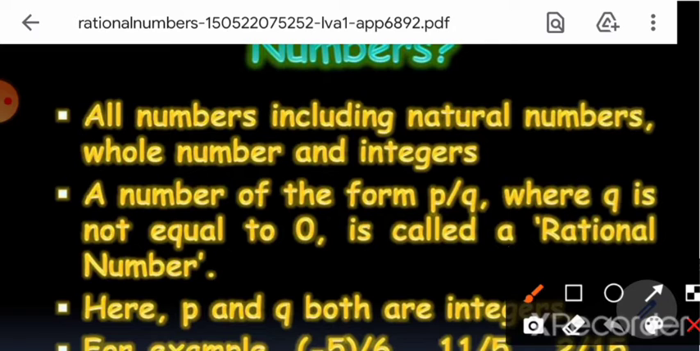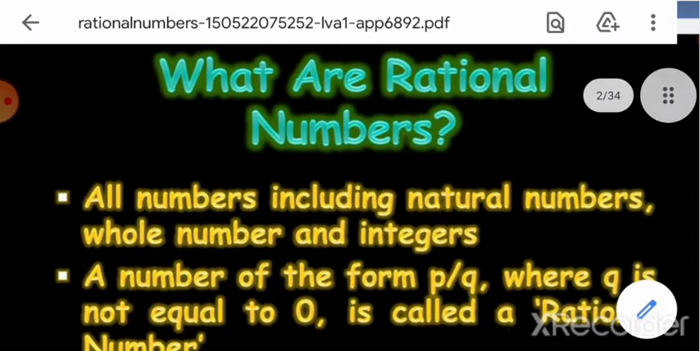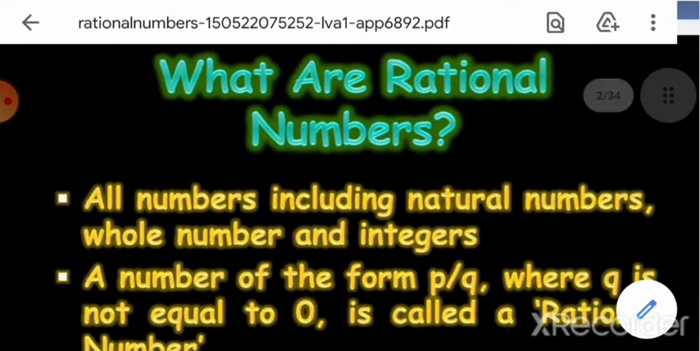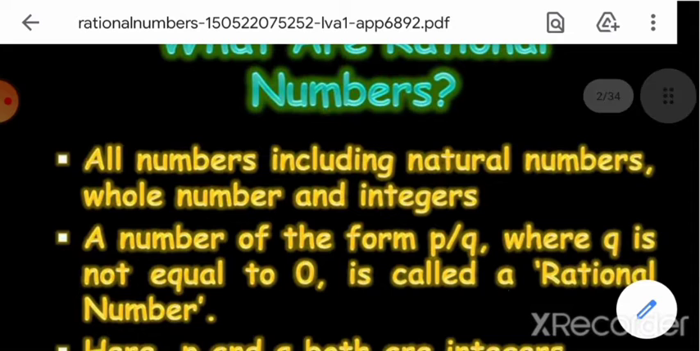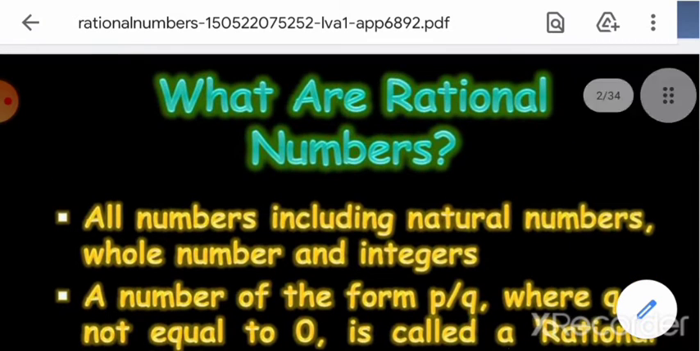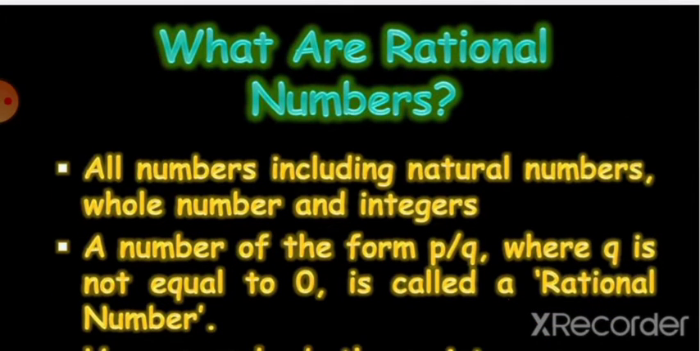In a previous class I have already taught the chapters on numbers. I have already discussed rational numbers in class 7th, and I have also discussed integers, natural numbers and whole numbers. So this rational number is also related to natural numbers, whole numbers and integers. So it's important for us. So what is a rational number? First point, what is a rational number?